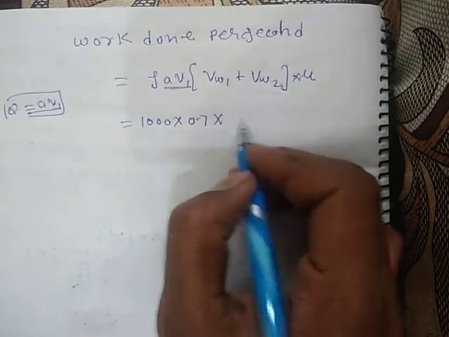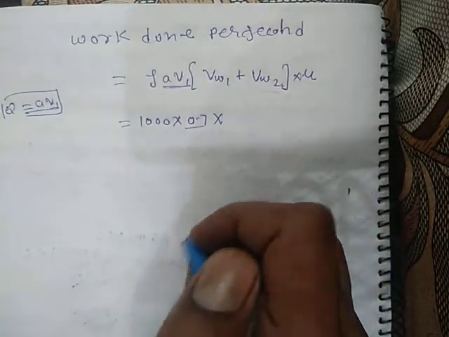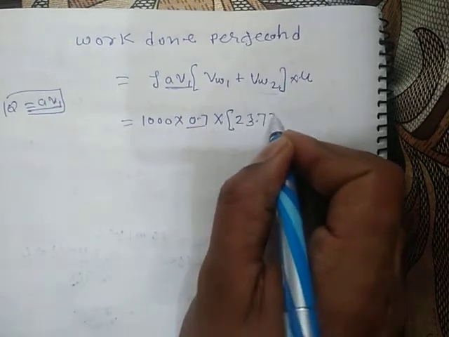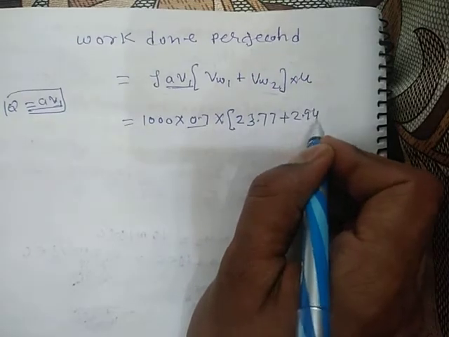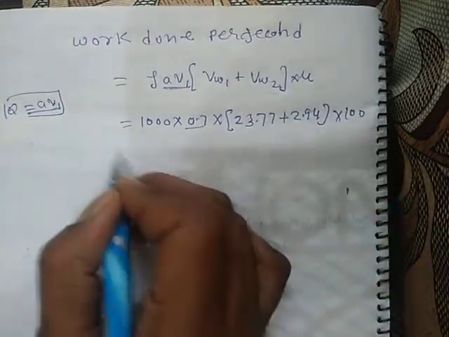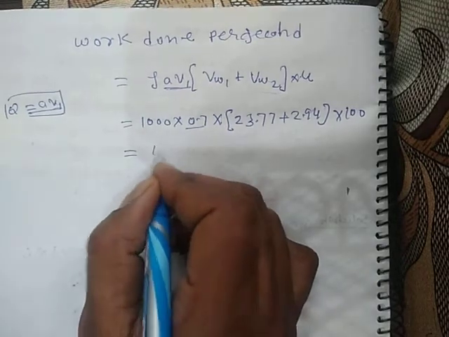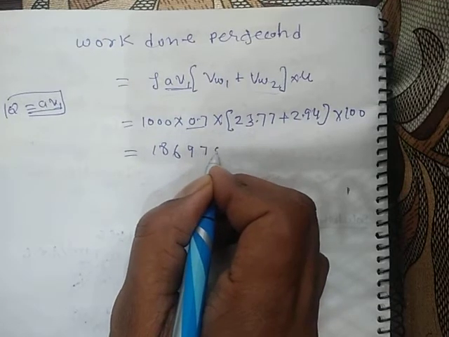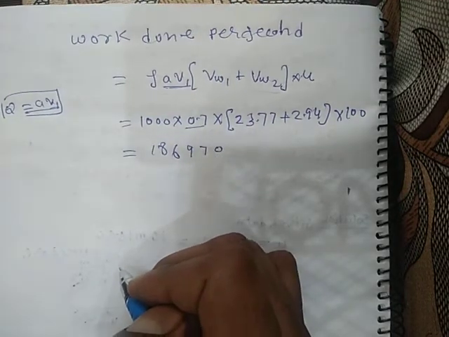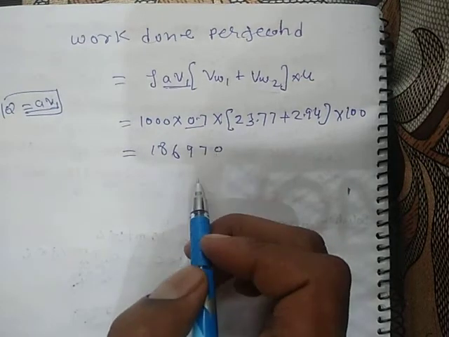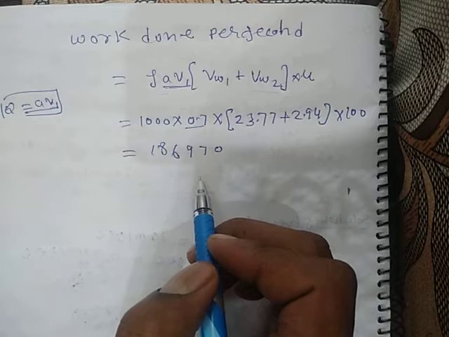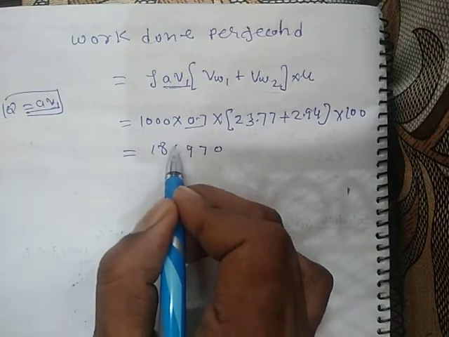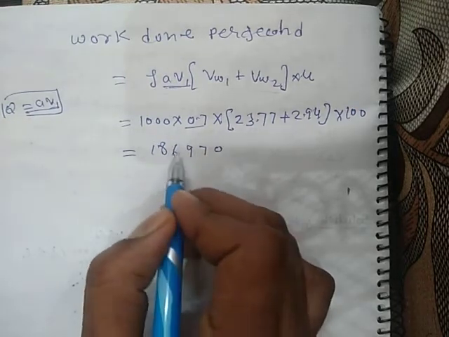So I have put the discharge value here. Okay, so then VW1 is 23.77 plus 2.94 into 10. So the value will be 186,970 if I am not wrong. One second, I checked, everything is okay. You can also take 700, no problem.